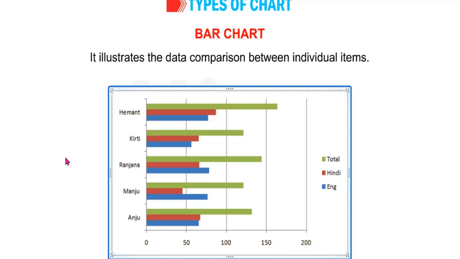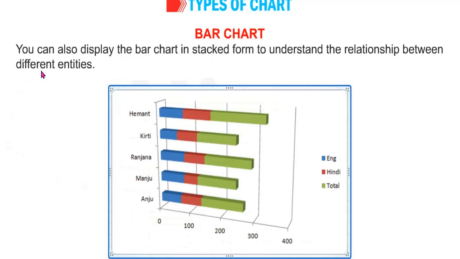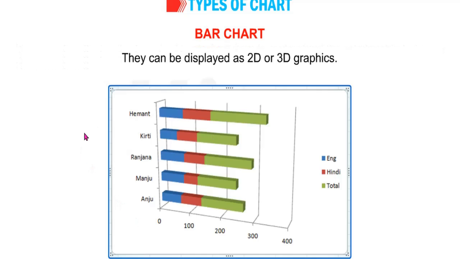In this type of chart, categories are represented on the vertical axis and values are represented on the horizontal axis. So these are the categories and this one is values. You can also display the bar chart in stacked form to understand the relationship between different entities. Stacked means one above another. They can be displayed as 2D or 3D graphics.